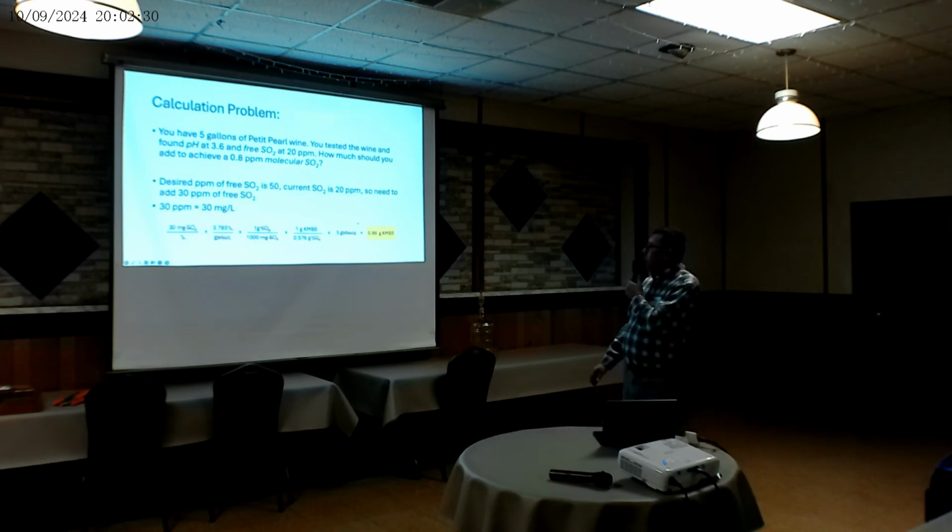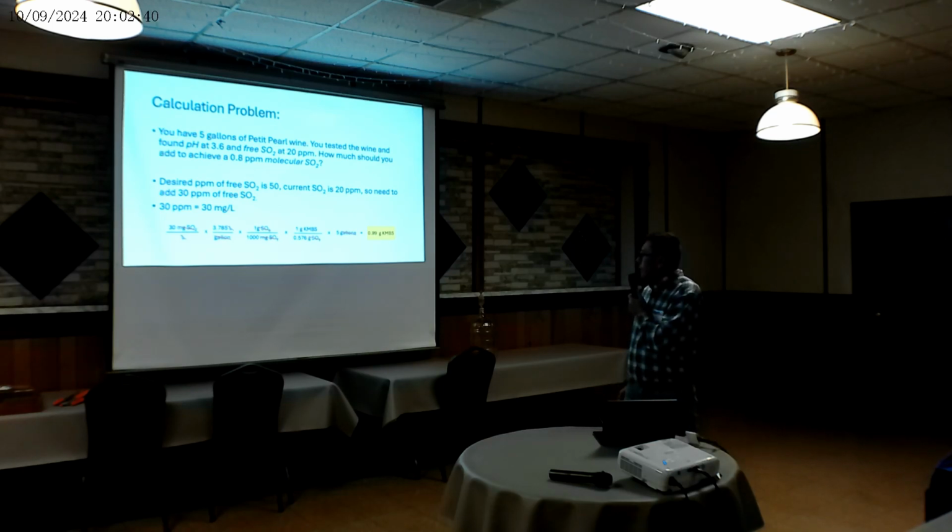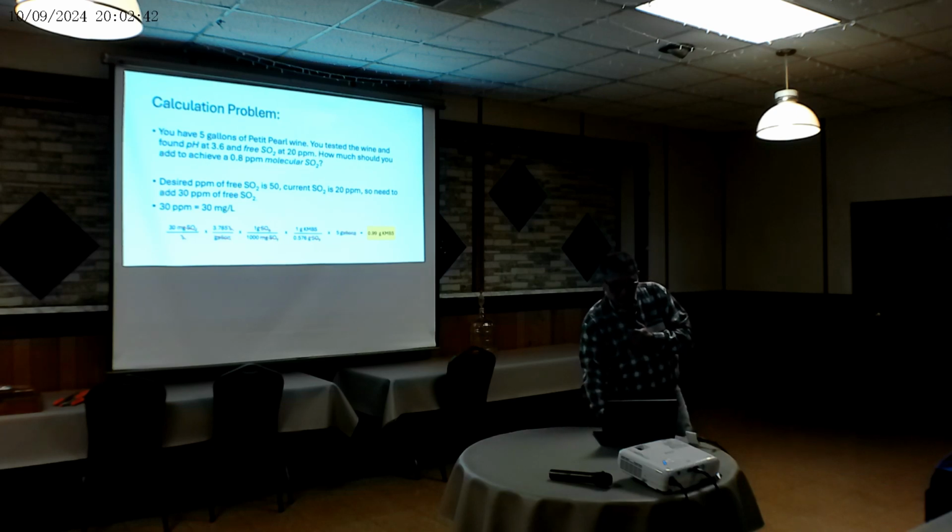calculation here. So the desired ppm of free SO2 is 50. The current SO2 is 20. So you need to add the equivalent of 30 ppm of free SO2. And this is the calculation that I use. You start out with 30 milligrams. You need 30 ppm of SO2, which is the same as 30 milligrams per liter of SO2. That's what you want to achieve.